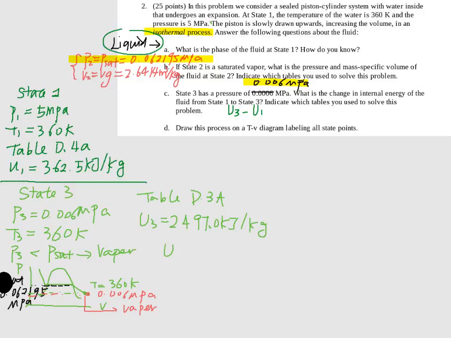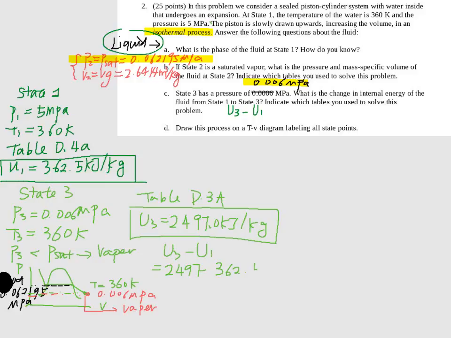Okay, so if we go back to problem C, it's the change in internal energy, U3 minus U1, and we know U3, the internal energy at state 3, and U1, the internal energy at state 1. We just do our subtraction here. It is 2,497 minus 362.5. That gives us a final answer of 2,134.5 kilojoule per kilogram. So this is our final answer for part C. Okay?